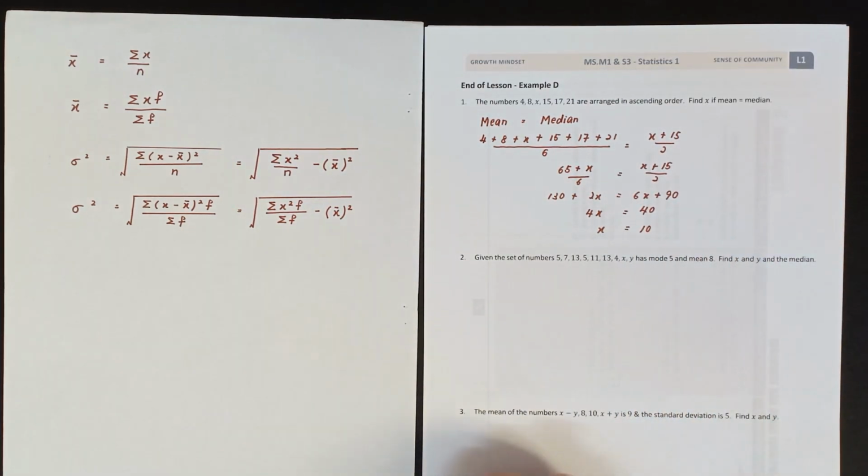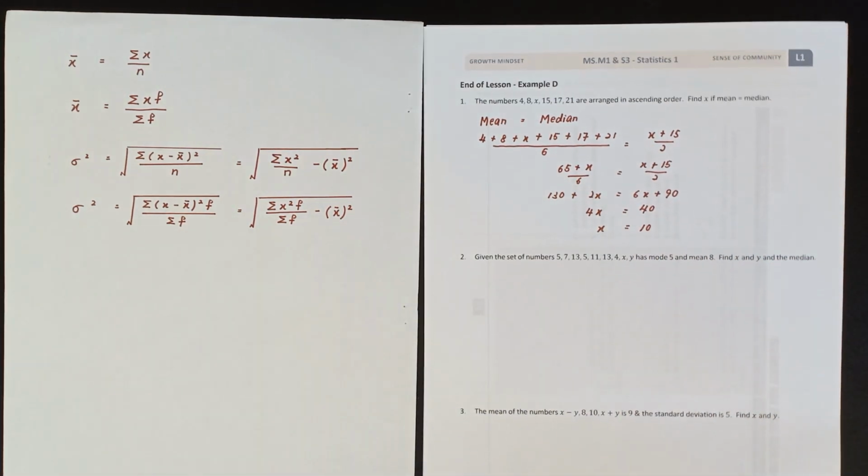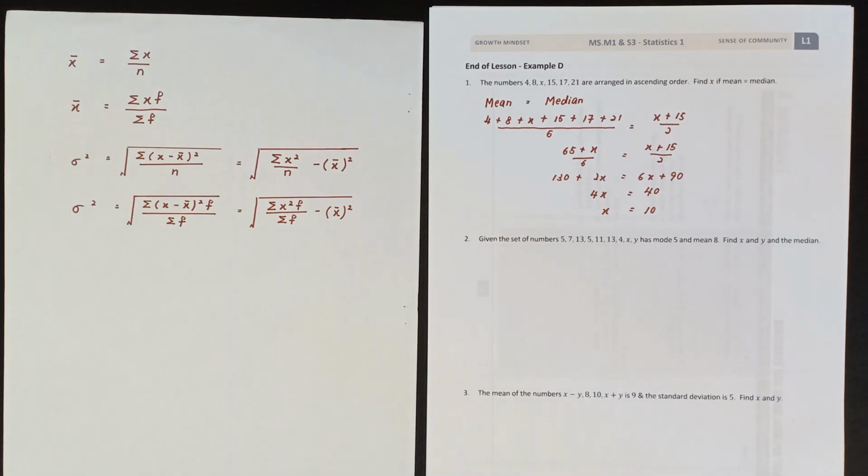Okay, so pretty easy, right? Okay, number 2: given a set of numbers 5, 7, 13, 5, 11, 13, 4, x, y has a mode of 5 and a mean of 8. So you need to find x, y, and the median.